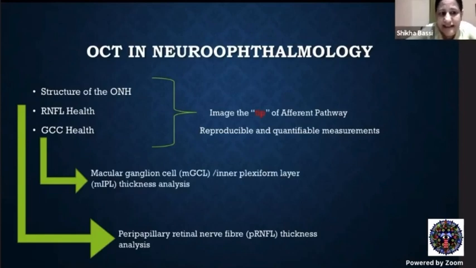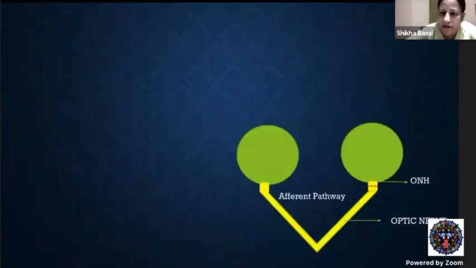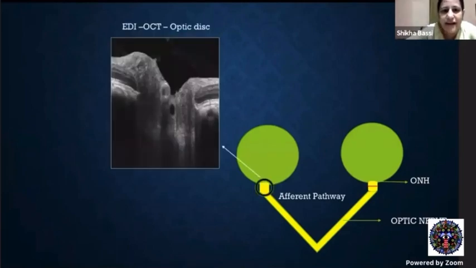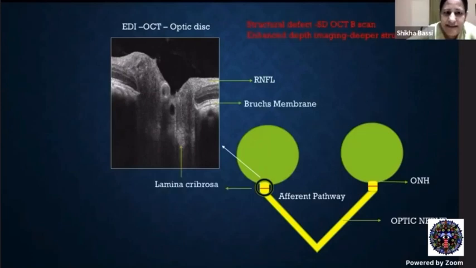Then GCC health can be assessed by macular ganglion cell and inner plexiform layer thickness analysis. Now, this is the area which is imaged by the OCT. This is an EDI OCT image, and you can see it is reaching right from the RNFL. This is the RNFL, and this is the Bruch's membrane. This is the lamina cribrosa. So all the structures can be beautifully seen by the EDI technology of the OCT.